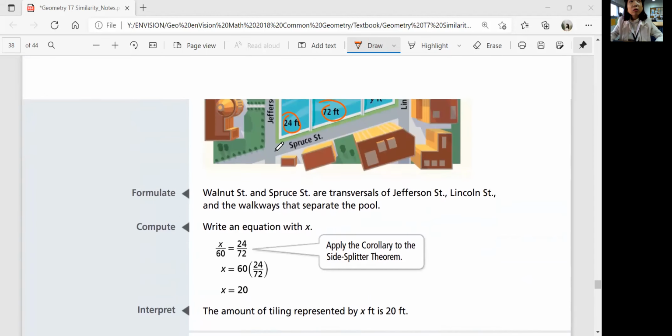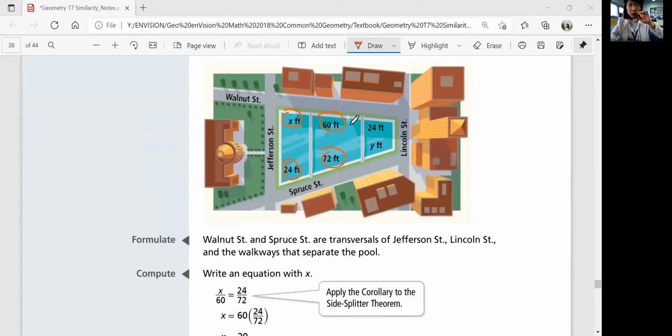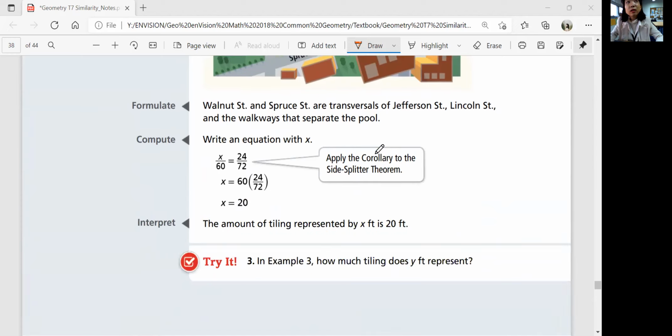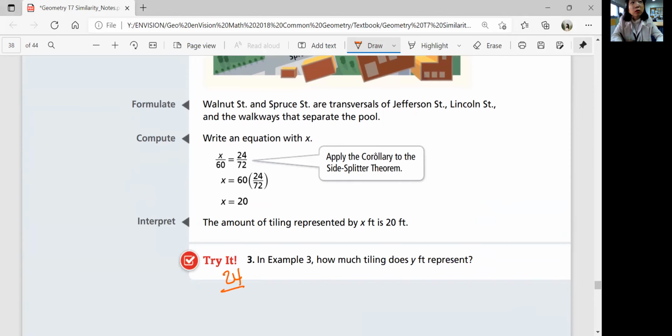Okay, so in the same way, you're going to write the similar proportion. Using 60 feet and 72 feet, you can write a proportion: 24 over 60 is equal to Y over 72. Solve for Y: multiply 72 on both sides, and then Y is equal to 72 times 24 divided by 60. You can simplify before you actually divide them out by yourself.